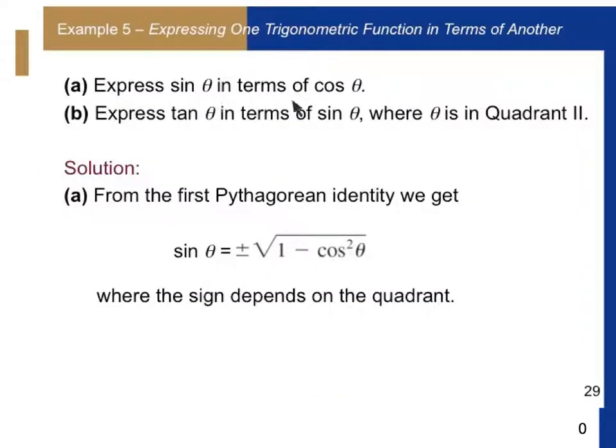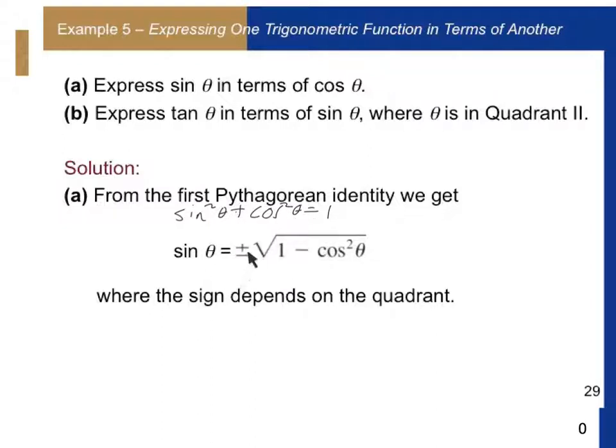Let's express sine of theta in terms of cosine of theta. Okay, so from our first Pythagorean identity, remember that's this: sine squared of theta plus cosine squared of theta equals 1. And if we subtract cosine squared on both sides and take the square root, we will get sine of theta equals plus or minus the square root of 1 minus cosine squared of theta. So we're just doing some algebra here.